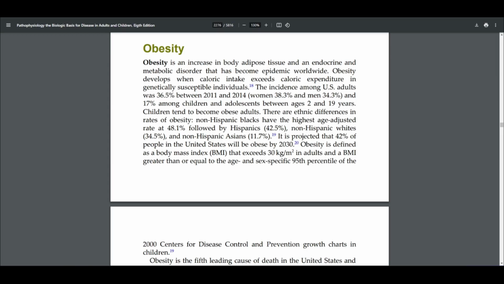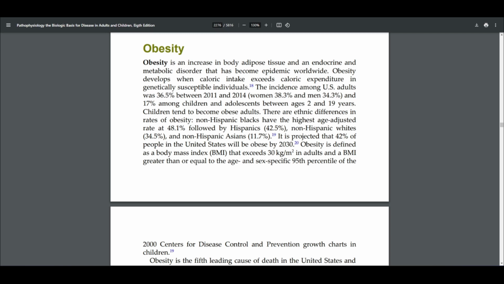Non-Hispanic blacks have the highest age-adjusted rate at about 48%, followed by Hispanics at 42.5%, non-Hispanic whites at 34.5%, and non-Hispanic Asians at about 11.7%. It is projected that 42% of the people in the United States will be obese in 2030.